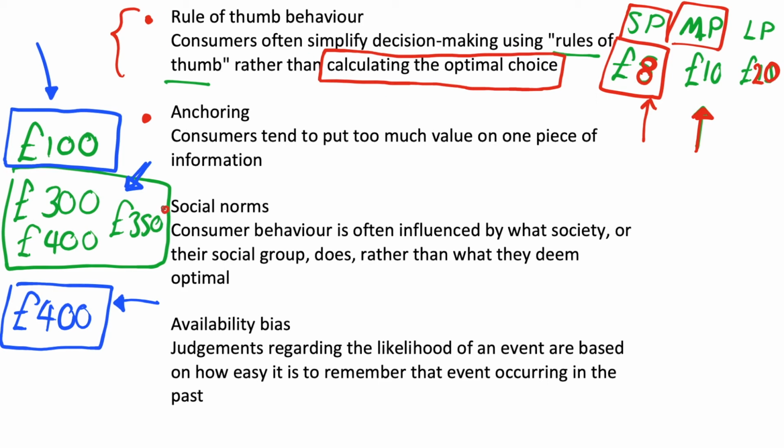So our next example is going to be social norms. This is a cognitive bias, and consumers tend to be influenced a lot by their social group or society as a whole, rather than what they themselves see as optimal. And so I'm not sure this is necessarily as much of a cognitive bias, that people naturally do try to fit in, and this could be built into our utility function, that people are just trying to fit in with other people.